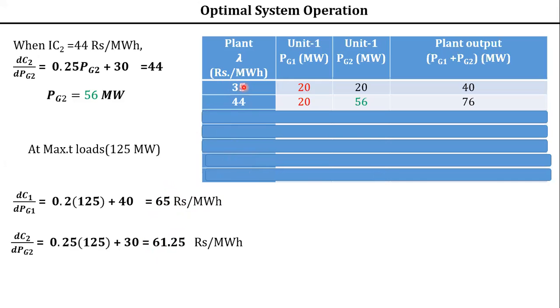Because you see, at light load we got 35 and 44. For both the values, we adjusted the load, keeping one constant based on the incremental fuel cost. Now here we got two values, 61.25 and 65. What is the unit 1 load? What is the unit 2 load? At 61.25, and at 65, what is the load on unit 1? What is the load on unit 2? Intermediate values we will calculate later.